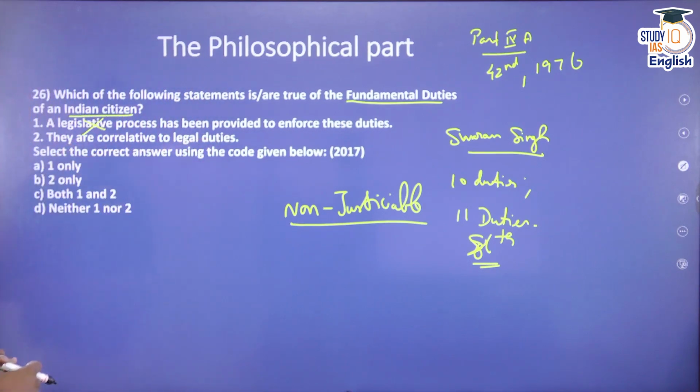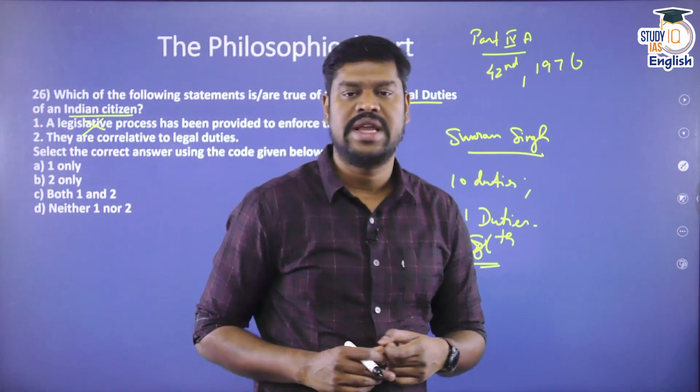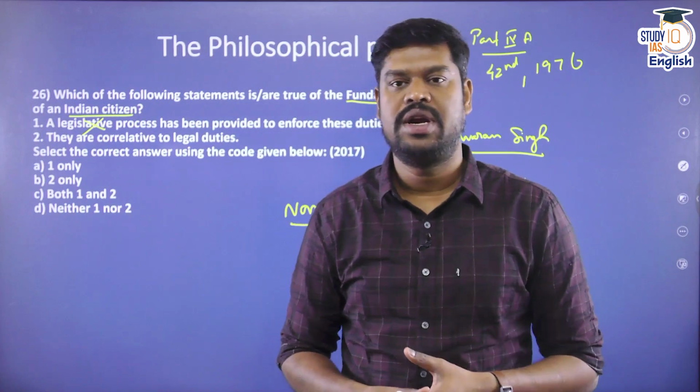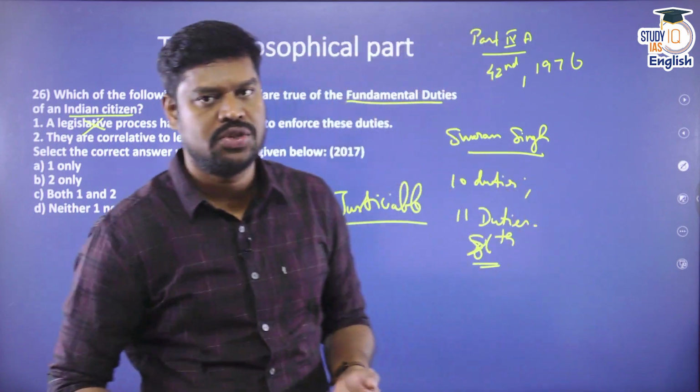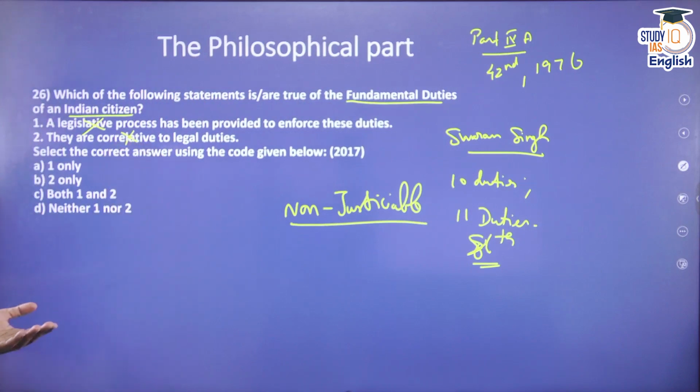Statement 2. They are correlative to legal duties. They are not correlative to legal duties. That means, can these fundamental duties be legally enforced if they are not performed? No, that is not possible. So this particular statement is also wrong. So which of the statements given above are correct? Select the correct answer using the codes given below. The answer would be neither one nor two. So both the things are not true.